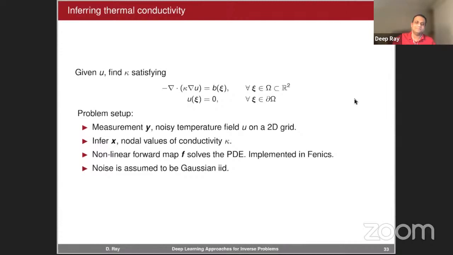Okay, but you're measuring the temperature field on the entire 2D grid? Yes, exactly. So it's essentially like an image. The temperature field is like an image on a 2D grid. Kappa is also going to be like an image on a 2D grid. So given a noisy version of the temperature, you want to infer X from it on the 2D grid. Okay. Thanks.